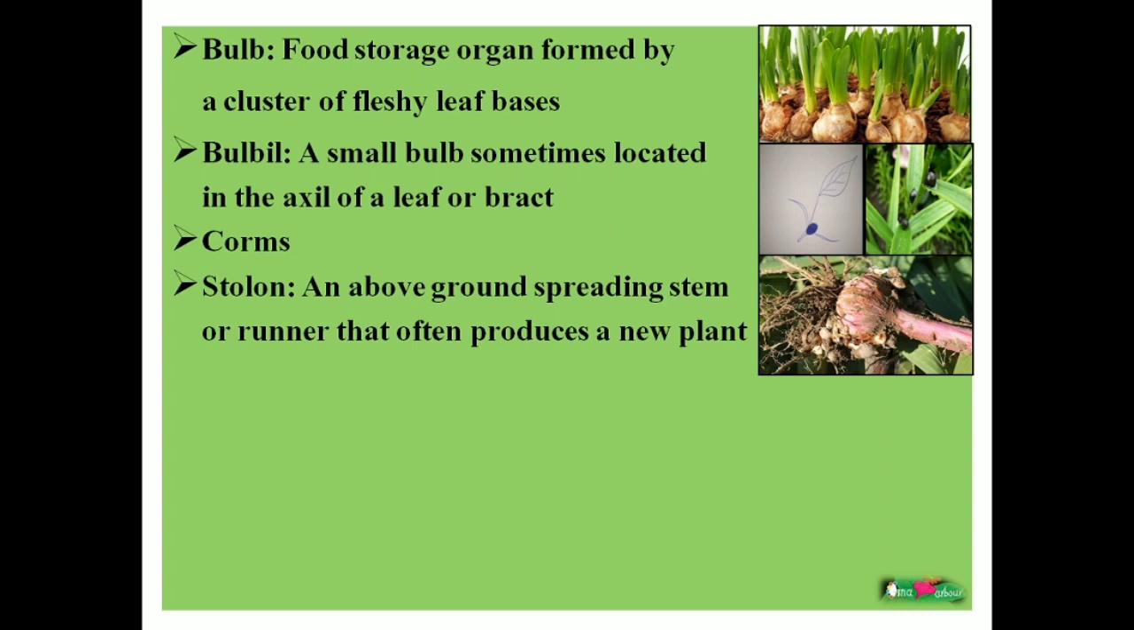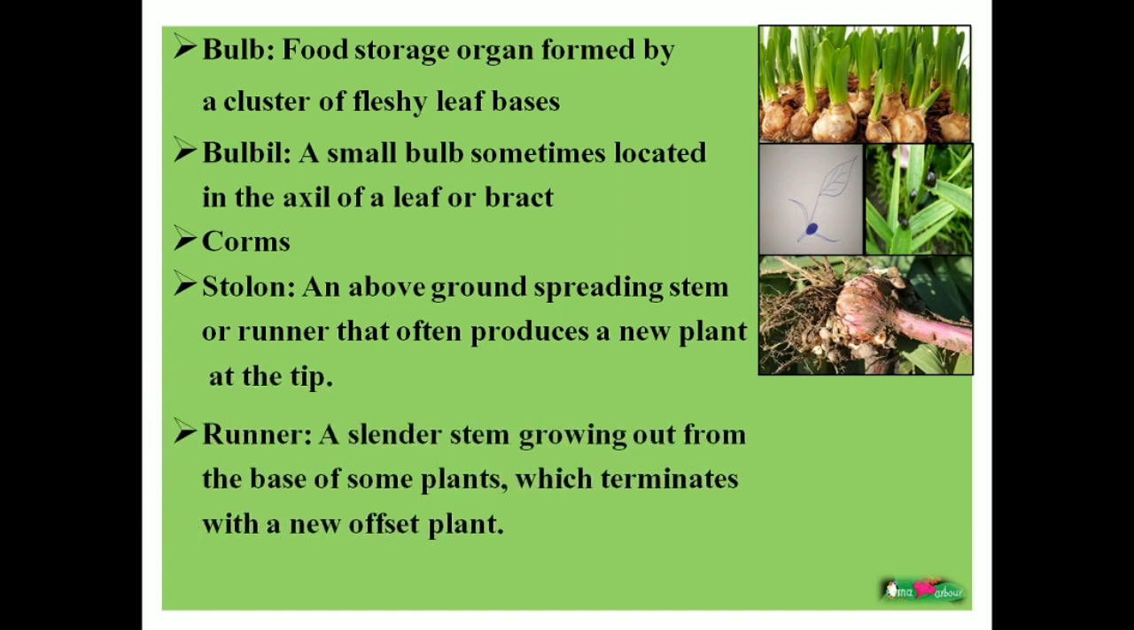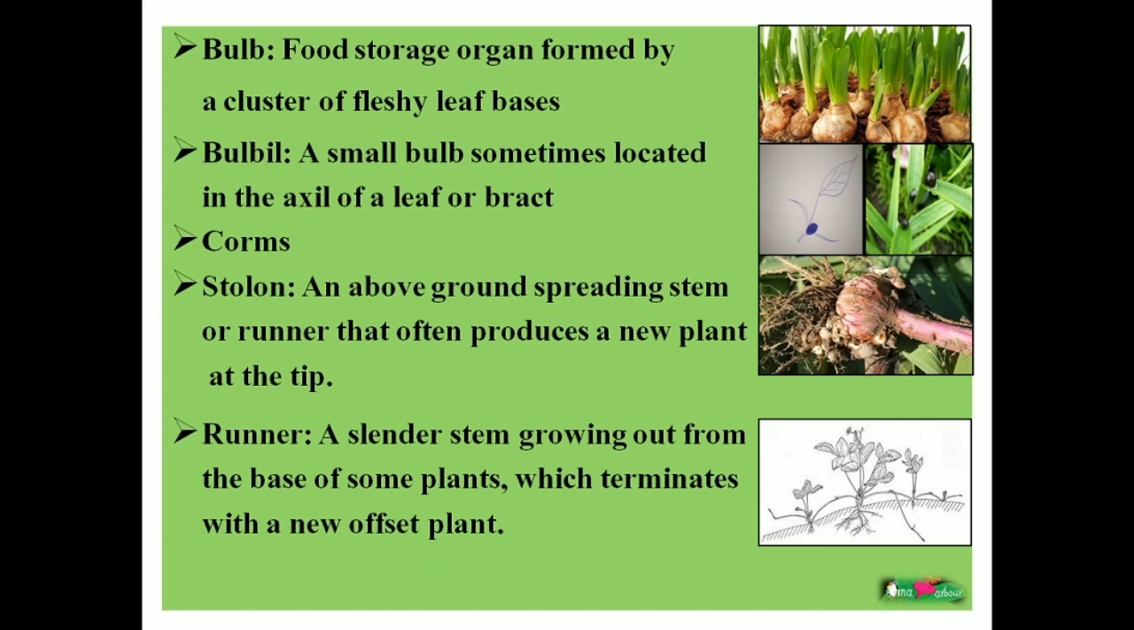Stolons are stems that grow at the soil surface or just below the ground and produce roots at the nodes. Often a stolon is called a runner, but runners are longer than stolons. For example, grass is a runner, and a jasmine branch that we can use for layering is called a stolon.